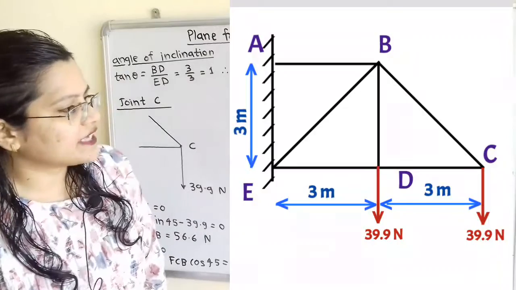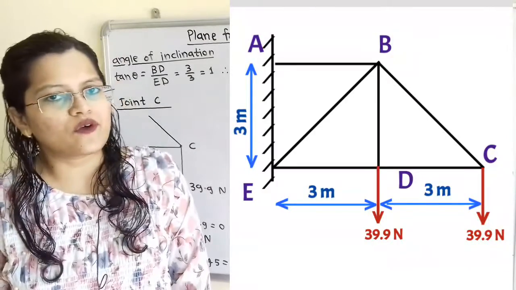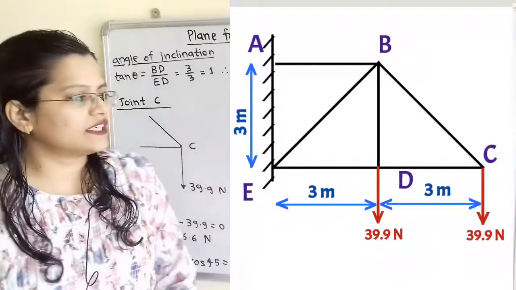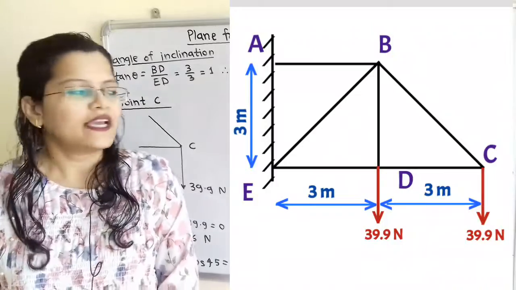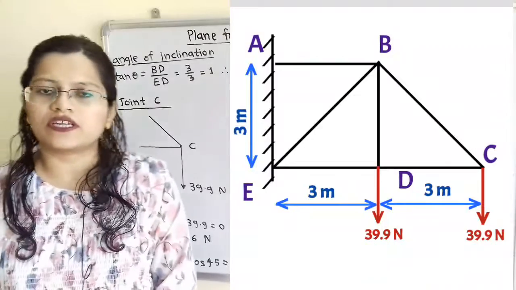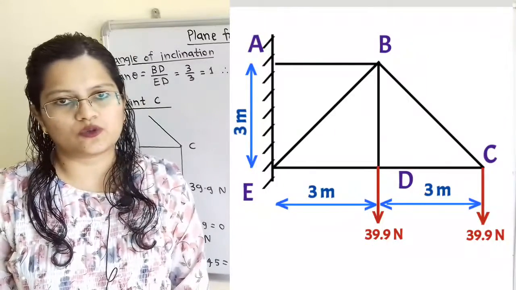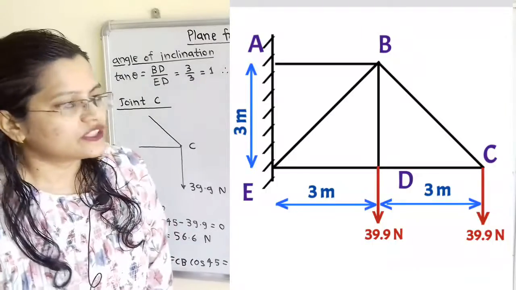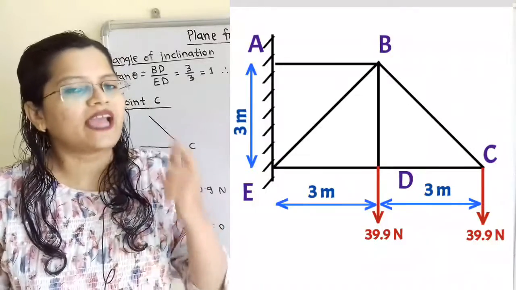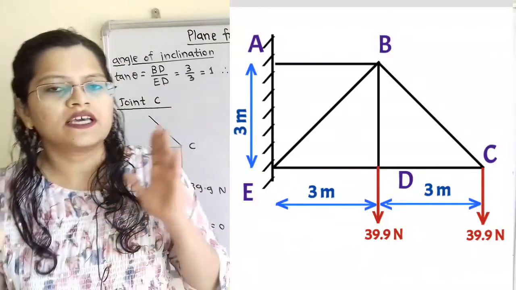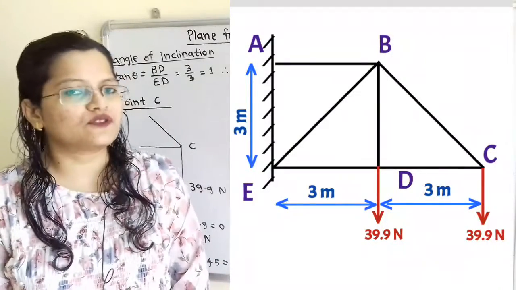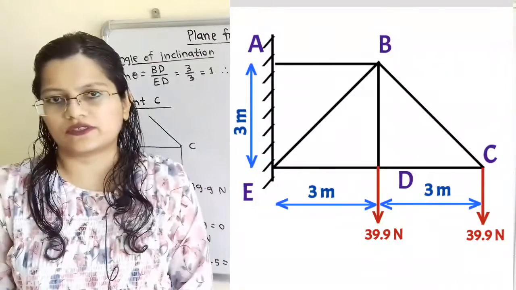Now at point C there is force in vertically downward direction, and this force is known because that value is mentioned in the question, 39.9 Newton. In the same way at point D the force mentioned, 39.9 Newton in vertically downward direction, is also known. So we have to just find out the unknown forces in the members, and the question is we have to find out unknown forces in the members.